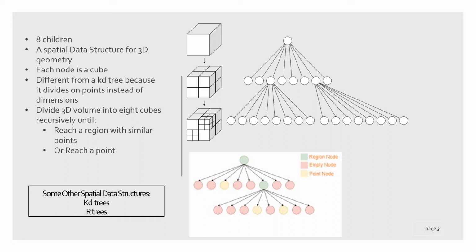Now, how do we construct an octree? We take a 3D volume and we recursively divide it until we reach a region where all of the points are similar, and we form that into a node which is called a region node, or we reach a single point and we make that a node which is called a point node. Another node that can be present in an octree is an empty node, and it does as its name suggests, it is empty and has no data up till yet. Something else to note is that in an octree each node is a cube.